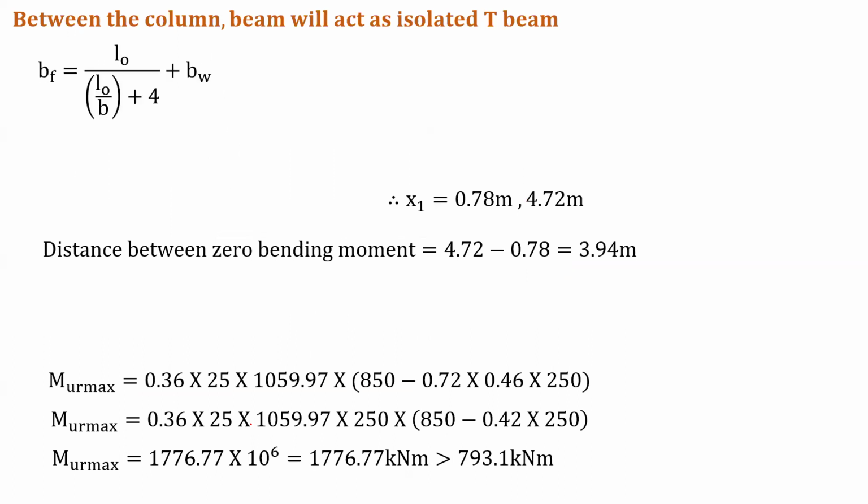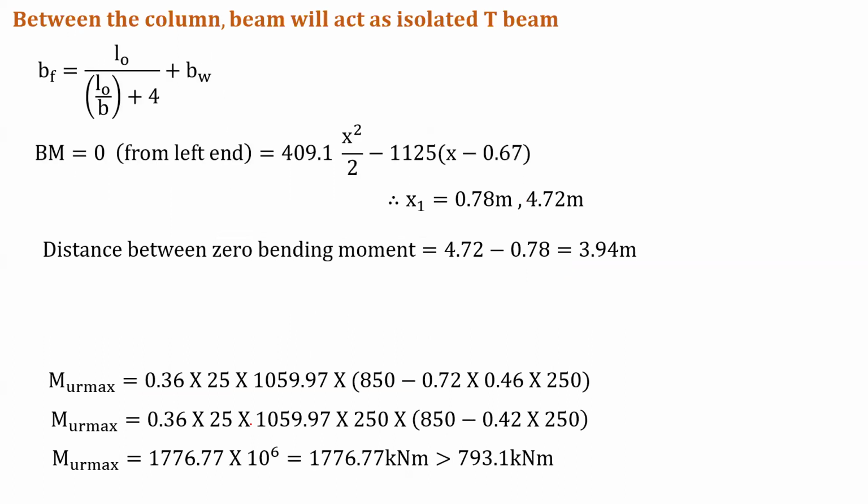Then we have between the column beam, I already mentioned this, it will act as T-beam, and then bending moment we have to find this L0. This is the distance between zero bending moment. And then we have calculated bending moment 0. I have considered left hand. We got two values, 1.78, another 4.72.